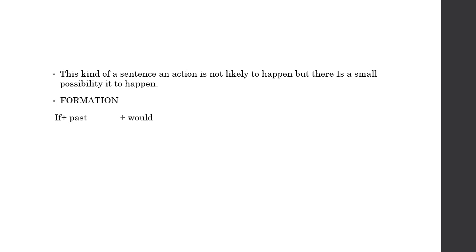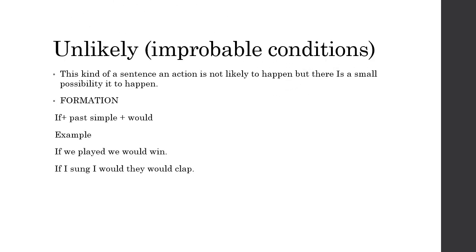An action is not likely to happen, but there is a small possibility that it might happen. There's a slight possibility, though it is not likely to happen. So when we are forming this kind of sentence, an improbable sentence, we have if clause plus past simple tense plus would.